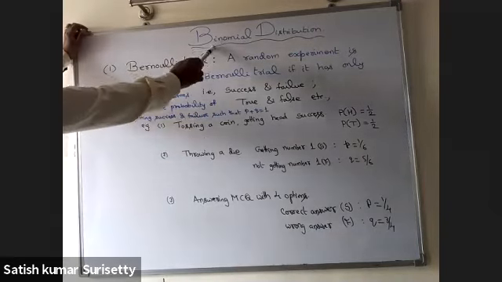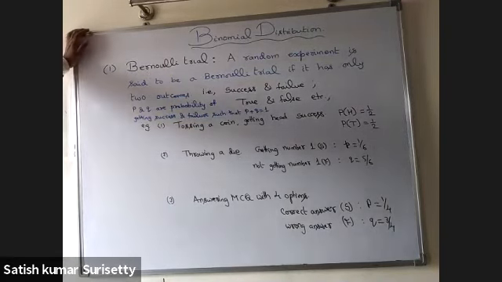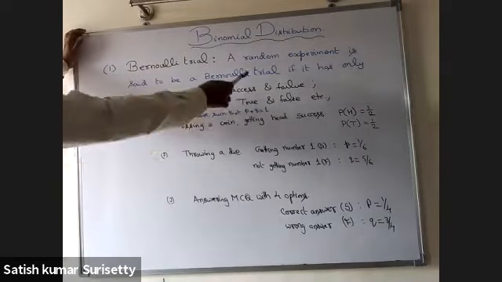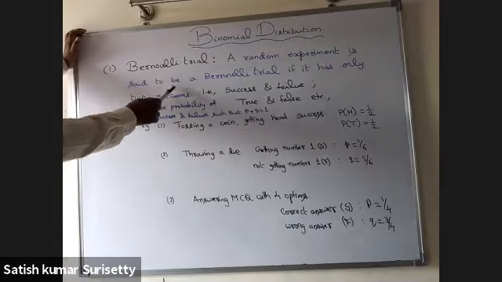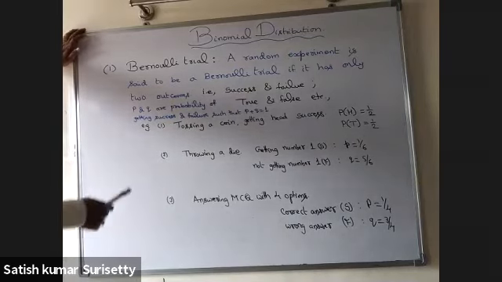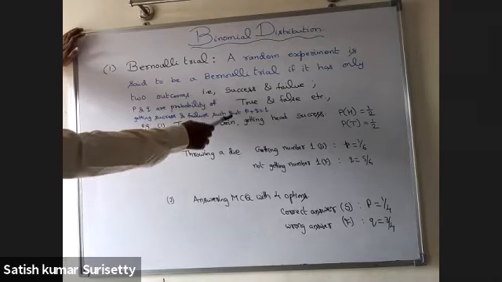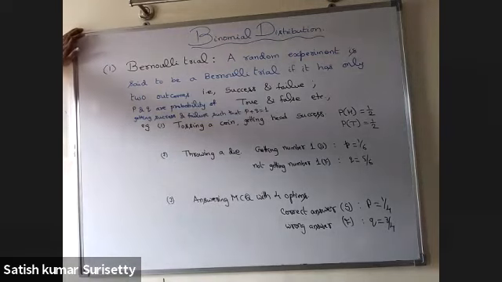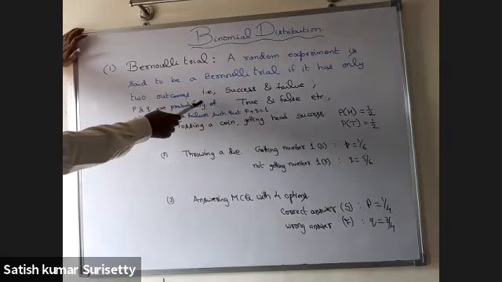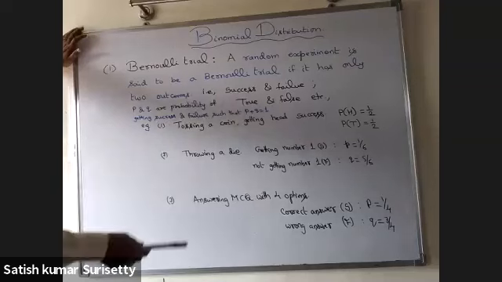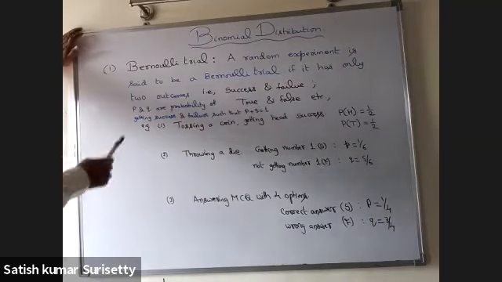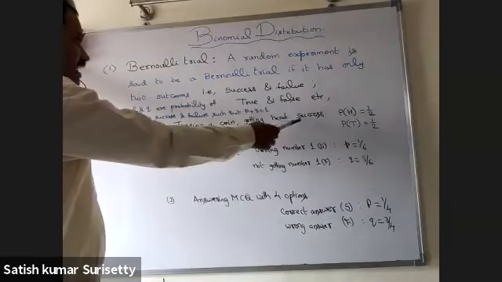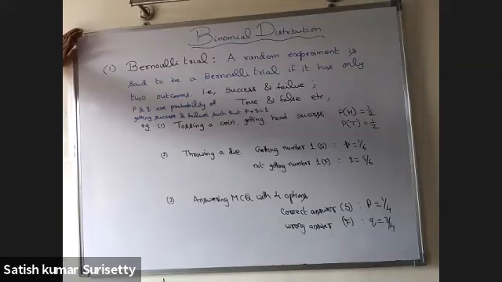So another topic is binomial distribution. Under binomial distribution, what is meant by a Bernoulli trial? A random experiment is said to be a Bernoulli trial if it has only two outcomes, for example success and failure, true and false, etc. Suppose p and q are the probabilities of getting success and failure, then p plus q must be equal to 1. Now, an example is when you toss a coin: if I take getting a head as a success, then not getting a head will be the failure.